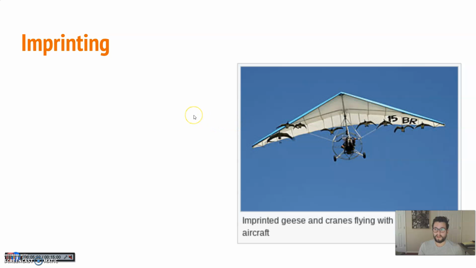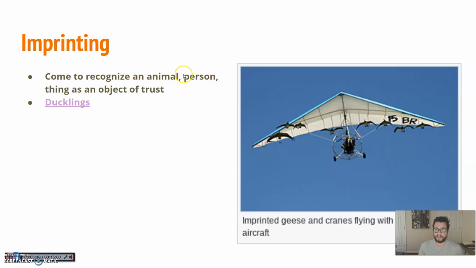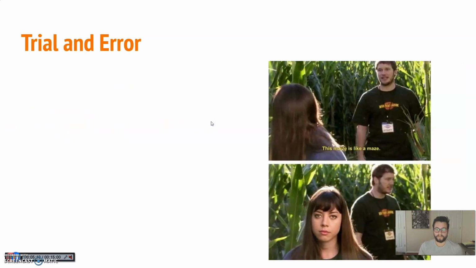Imprinting: a goose or gosling will learn that the mom is to be trusted and to follow. So recognizing an animal, person, or thing as an object of trust. And you are learning this kind of behavior.